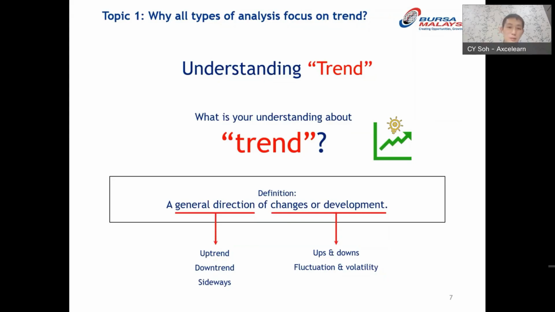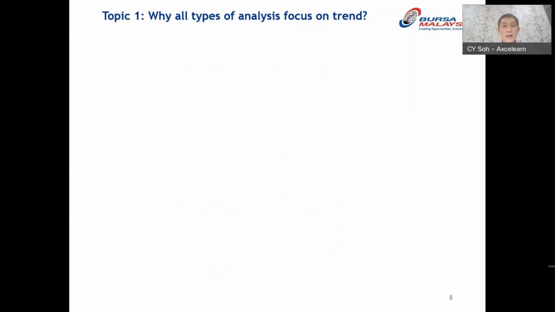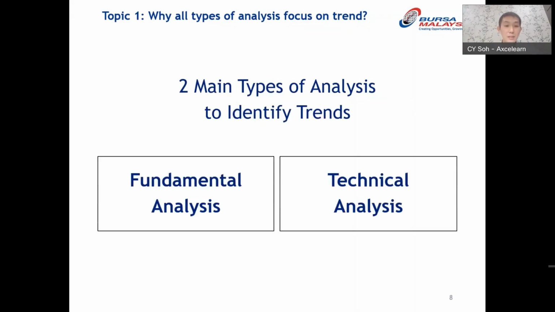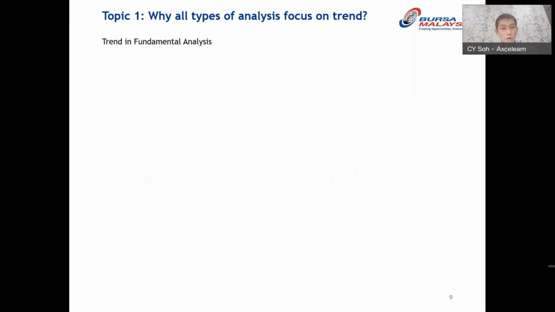So in short, when you understand volatility and fluctuation, you won't be having so many problems trading the trend, because you understand the nature of trend. Now, there are, of course, as you know, two types of analysis in the market to identify trends, which are fundamental analysis as well as technical analysis. For fundamental analysis, let me show you there are trends in fundamental analysis.